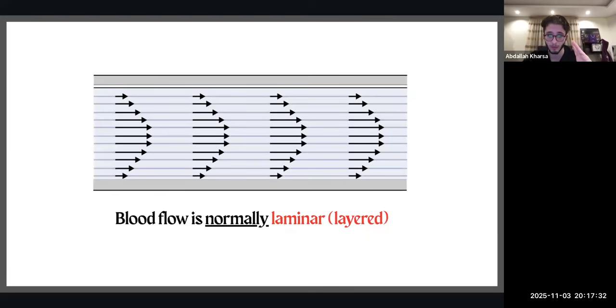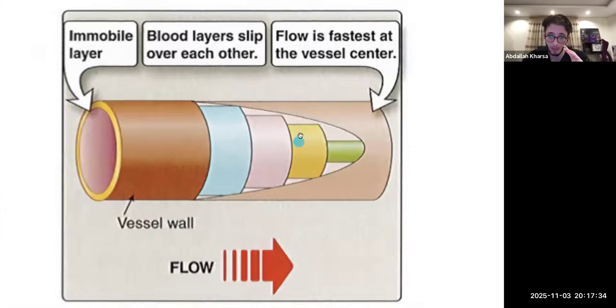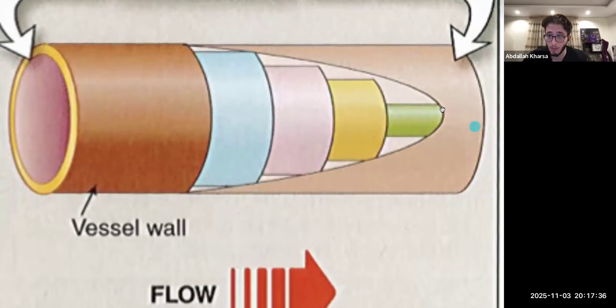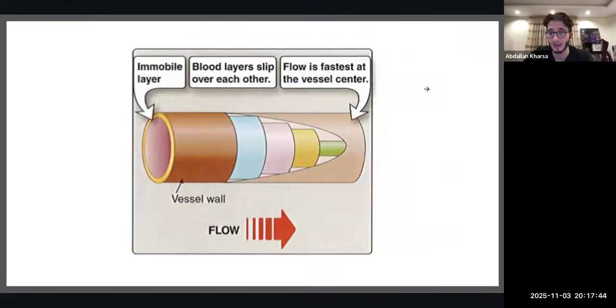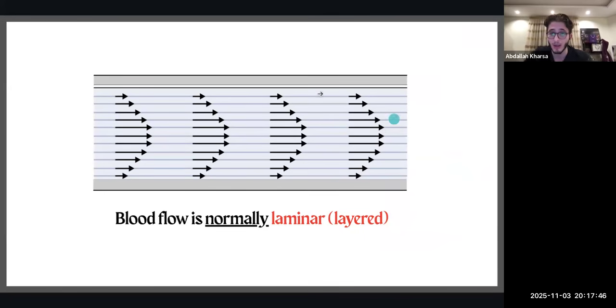In this laminar flow, let's have another picture. In this laminar flow, the blood in the middle, look, you have layers, 1, 2, 3, 4, right? The blood in the middle is going to be faster. The blood on the sides is going to be slower. I just want you guys to understand that.